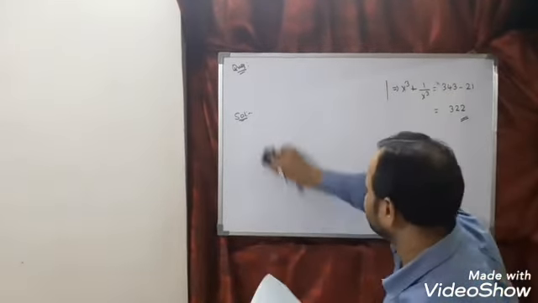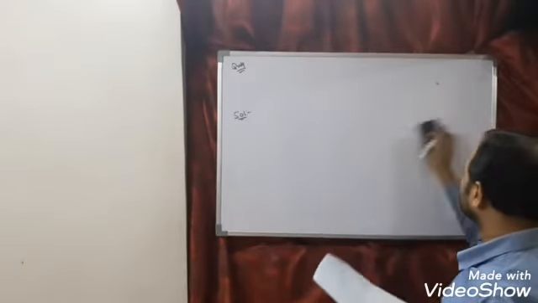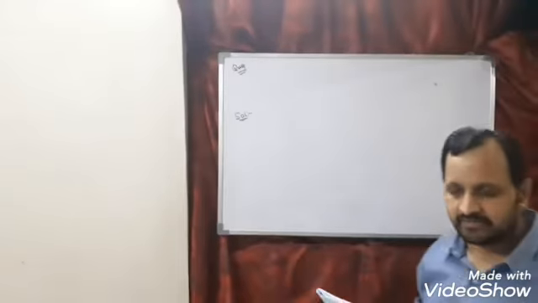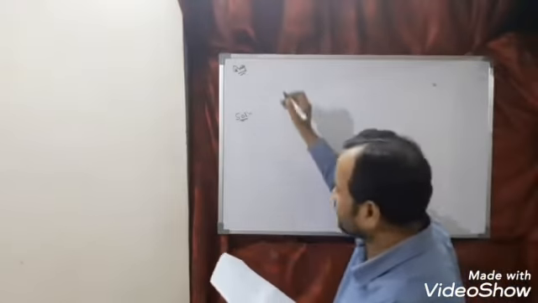So all these questions are of the same type. If a cube is there, if the power is 3, do cubing. If the power is 2, do squaring. Let us see the next question.